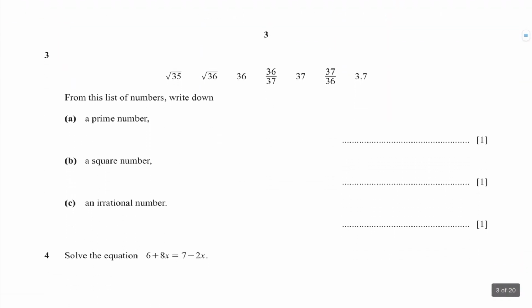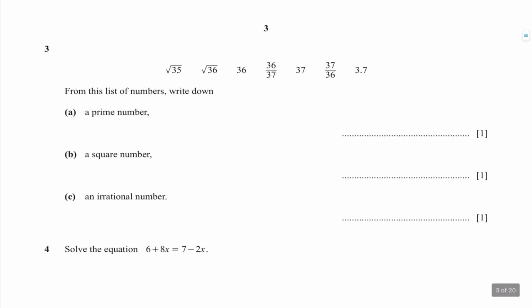Okay, now let's do question number 3. From this list we have to write down a prime number, a square number, and an irrational number. Okay, so a prime number is a number that has only 2 factors. One of them is 1 and the other the number itself. So the only prime number that I can see here is 37. And then a square number means a perfect square, so 36 is the only perfect square here.